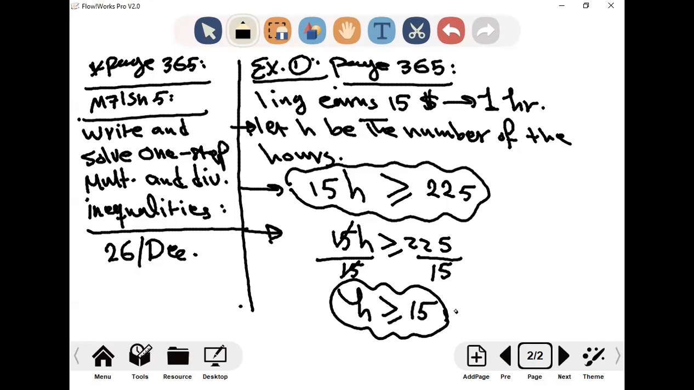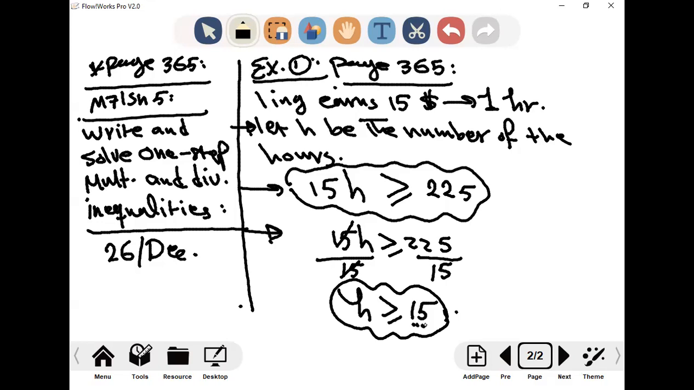What does this mean? h more than or equal to 15. What does this mean? Yes, Yama. She must work either 15 hours or more to get $225 or more per month. Do you understand? This is important to know, to understand the solution. h is more than or equal to 15, and h represents the number of hours.